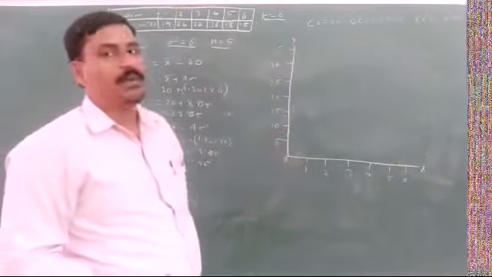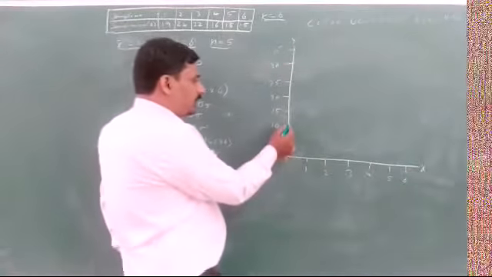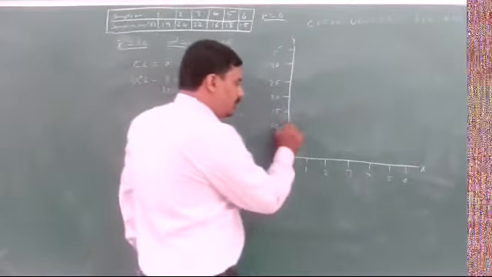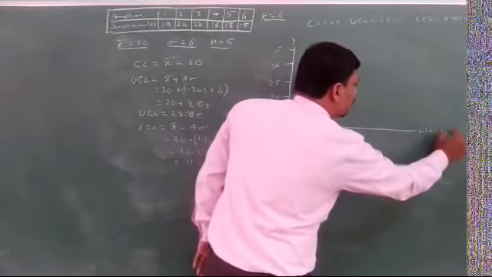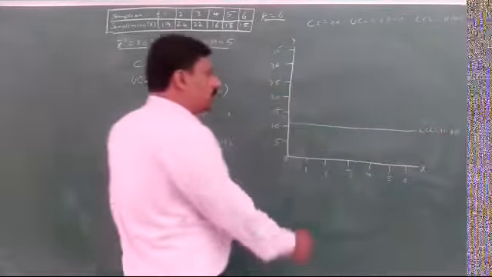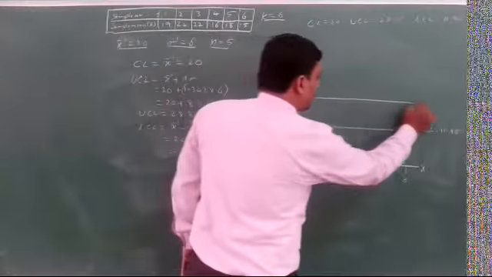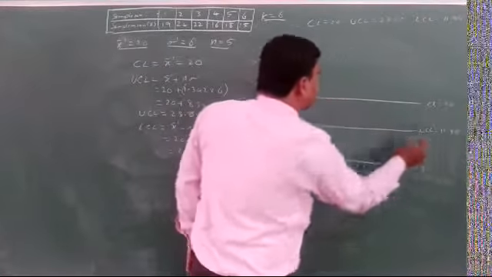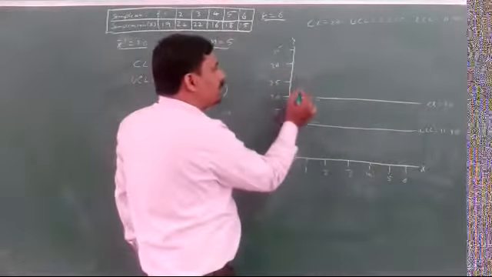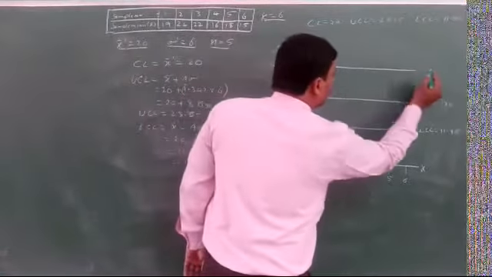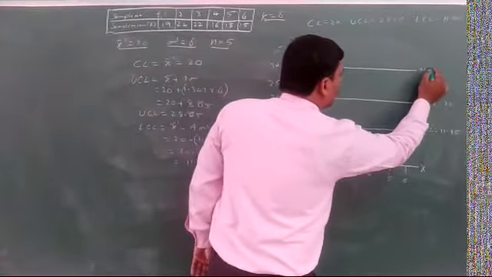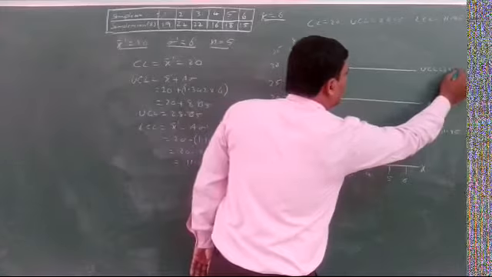Lower control limit is 11.95. So 10 is here, so a little above it. Lower control limit, that is 11.95. Then central line 20. Then upper control limit 28.05, below 30. Upper control limit 28.05.